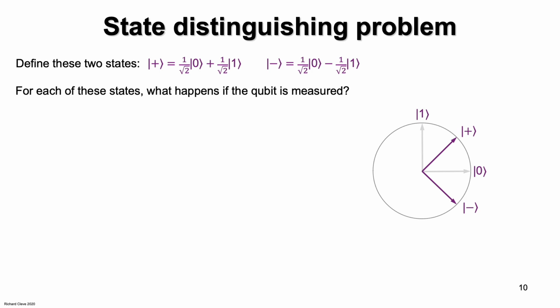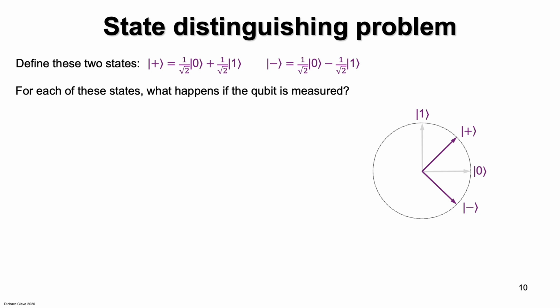For the plus state, since the square of 1 over root 2 is a half, the outcome is 0 with probability a half and 1 with probability a half. For the minus state, since the square of minus 1 over root 2 is also a half, it's exactly the same probability distribution.